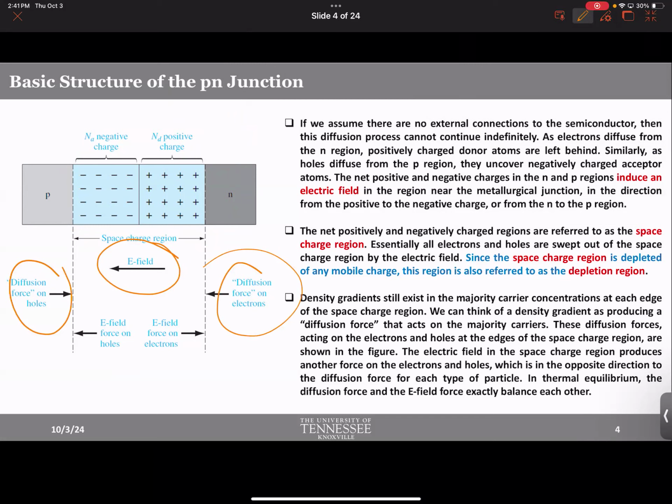Initially, that electric field will be weak because you'll have a small amount of charge. So the diffusion force will win, and there will be more and more diffusion. But at some point, this electric field will perfectly balance the diffusion force, and then they will stop. Otherwise, the moment you connect N and P-type material together, they will just diffuse and make everything N and P. No distinct N-type or P-type will be left. Does that make sense?